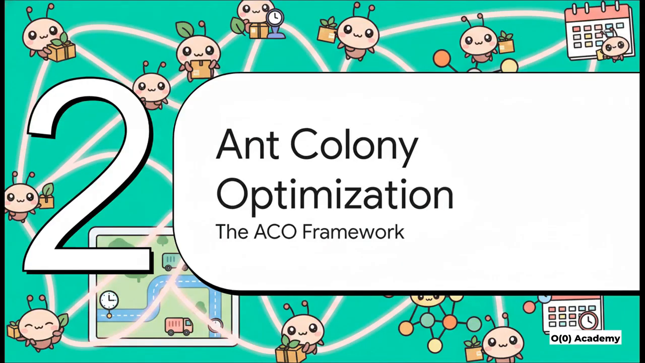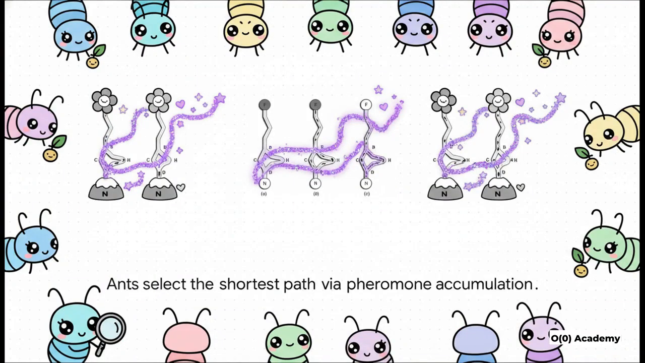Let's move on to Section 2, Ant Colony Optimization, or ACO for short. This node and edge graph brilliantly illustrates exactly how ACO works. Imagine you have a colony at node N and a food source over at node F. When our artificial ants first start searching for food, they just walk the graph randomly. But as they travel, they leave behind a chemical trail, a pheromone.